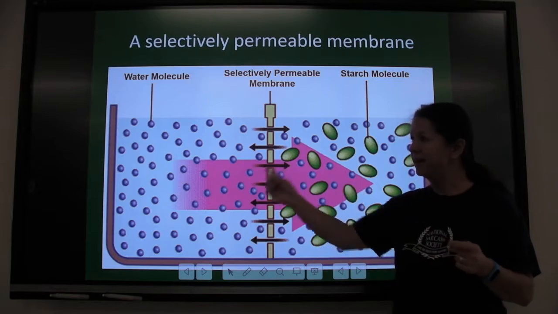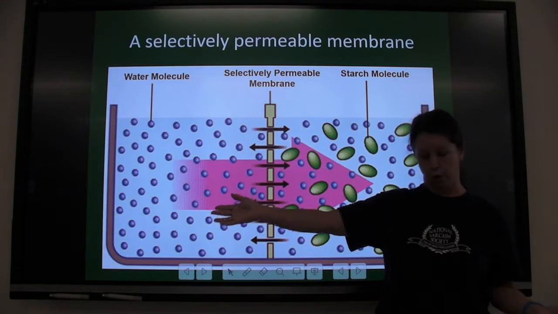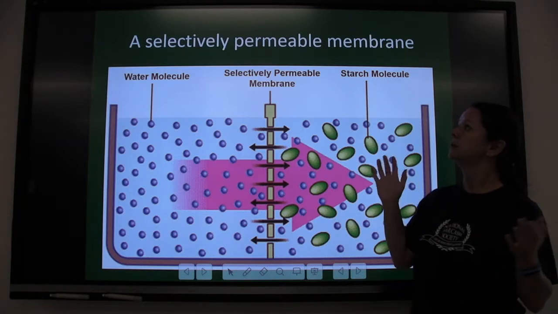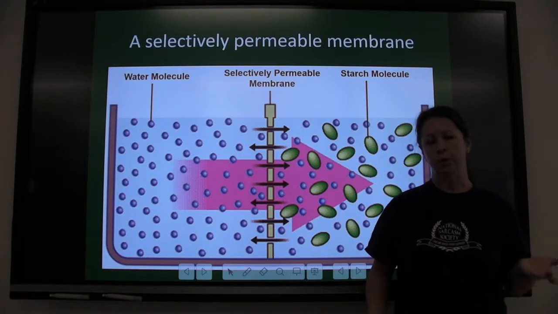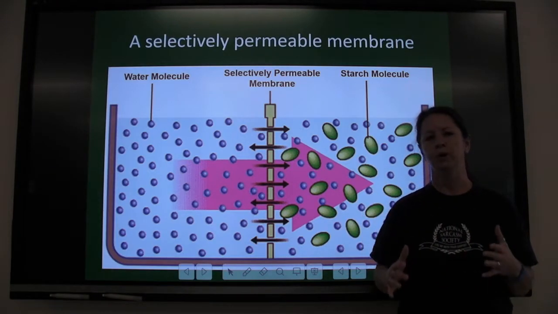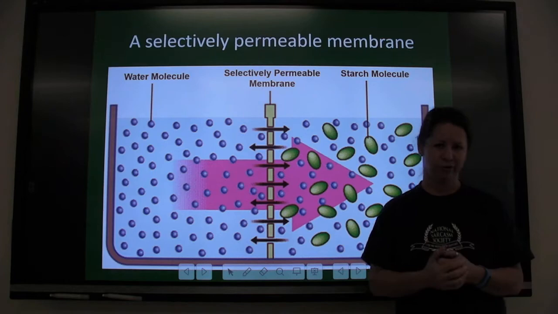Some things can go through it, in this case water. Some things cannot, in this case starch. We're going to be working with some membranes to see how this actually works, and hopefully that'll help answer your questions.